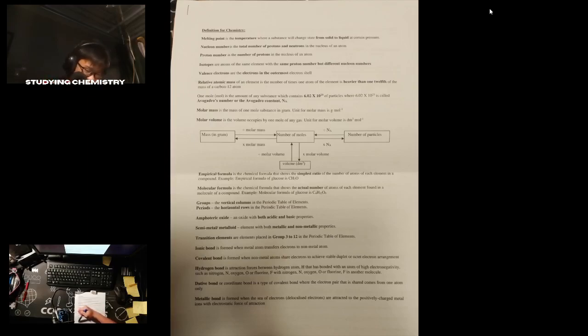Ionic bond is formed when metal atom transfers electrons to non-metal atom.